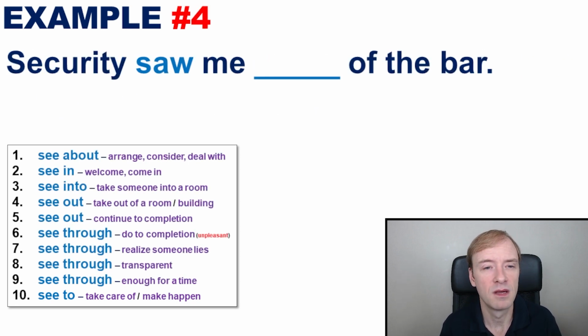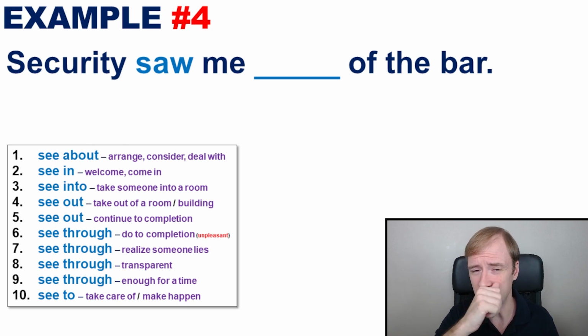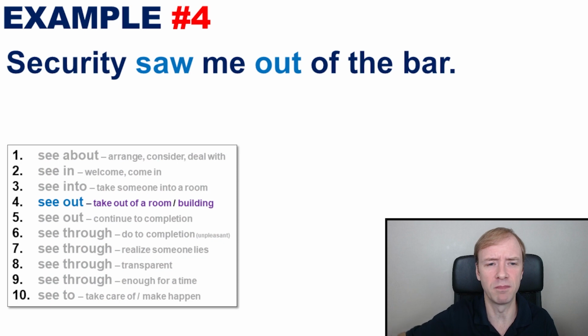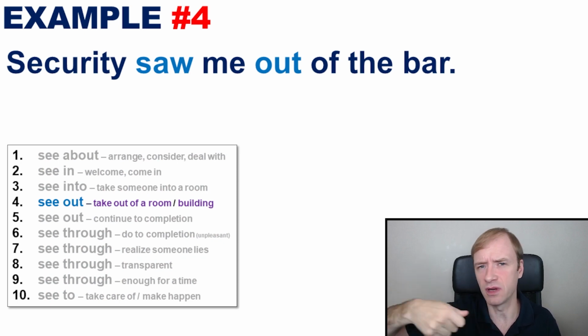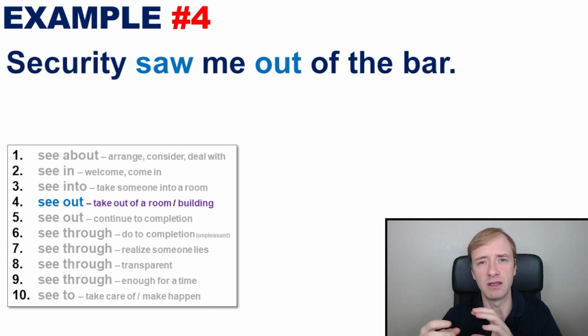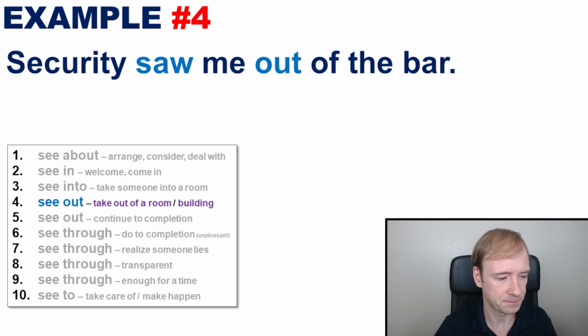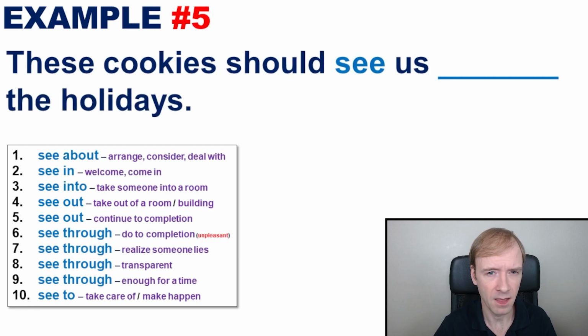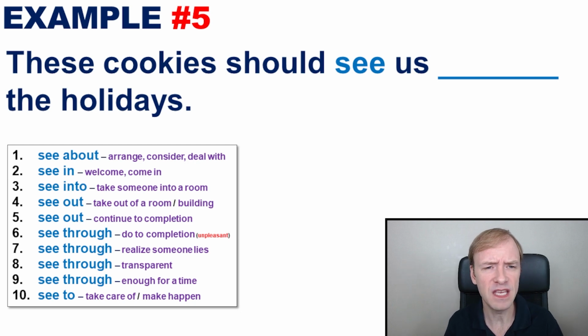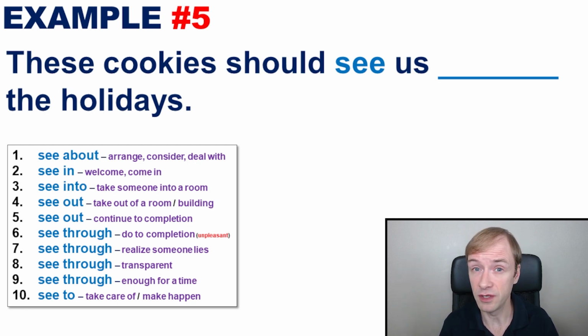Example 4. Security saw me of the bar. Now the bar is the drinking place. That's a building, a place. So I use past tense of see, saw. Security saw me out of the bar. So number 4 there, they took me out of the bar. They escorted me. They didn't tell me to go out. They walked with me out of the bar. Security. The security guard.